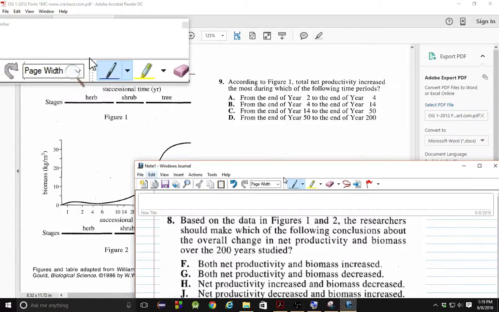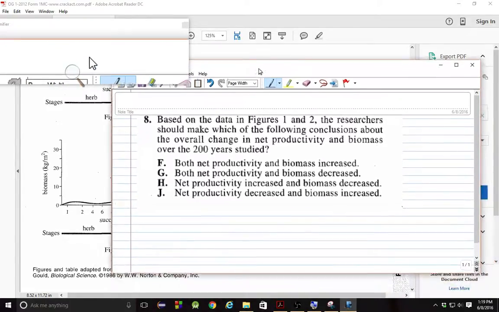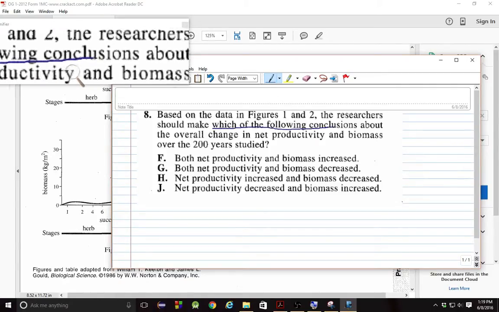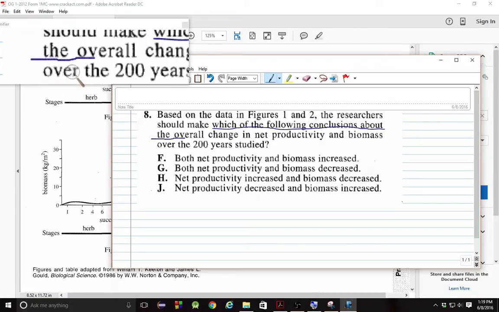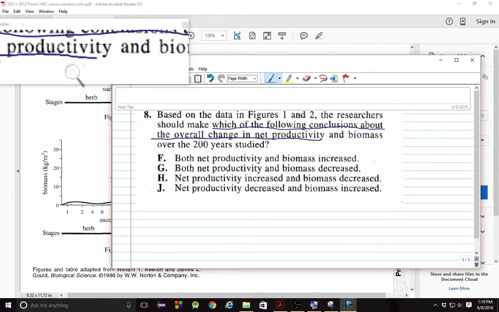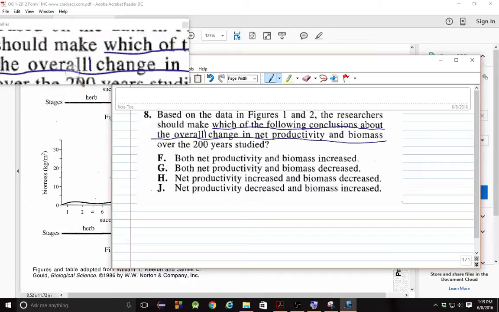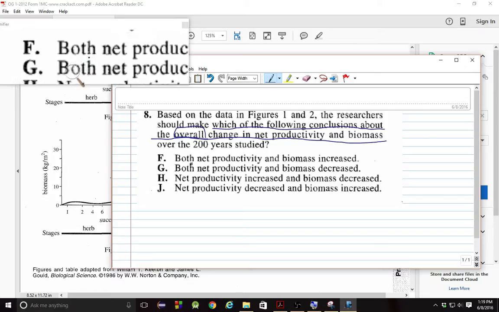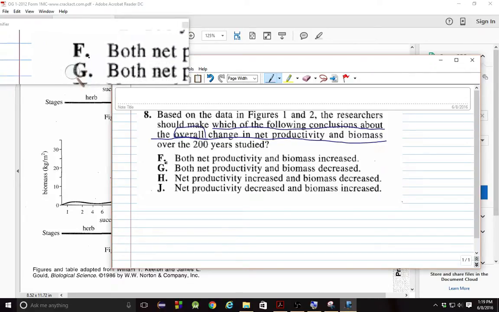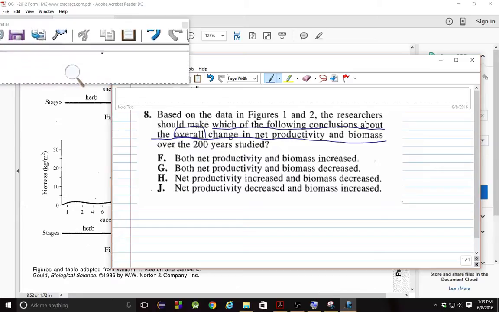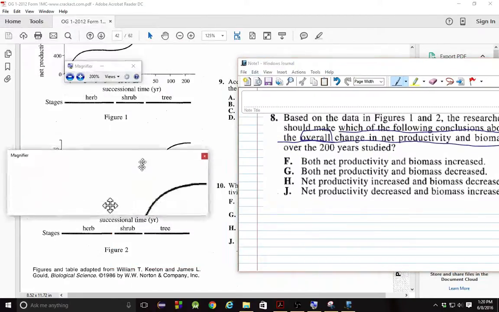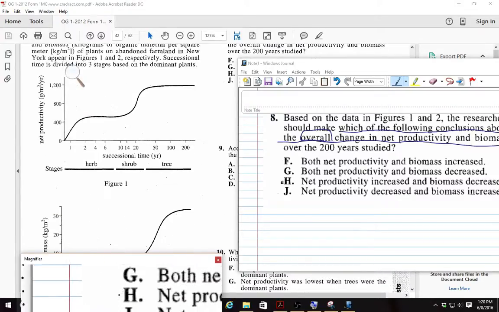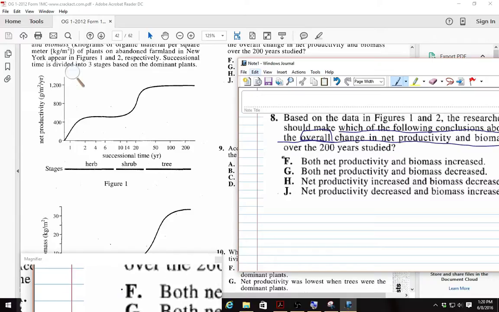So the question says, which of the following conclusions about the overall change in net productivity and biomass? Overall, that's the key word over here. Not looking at one spot, we're looking at the overall change. So it's safe to assume that, if you look at the graphs carefully, both the net productivity and the biomass increase. So the answer should be F.